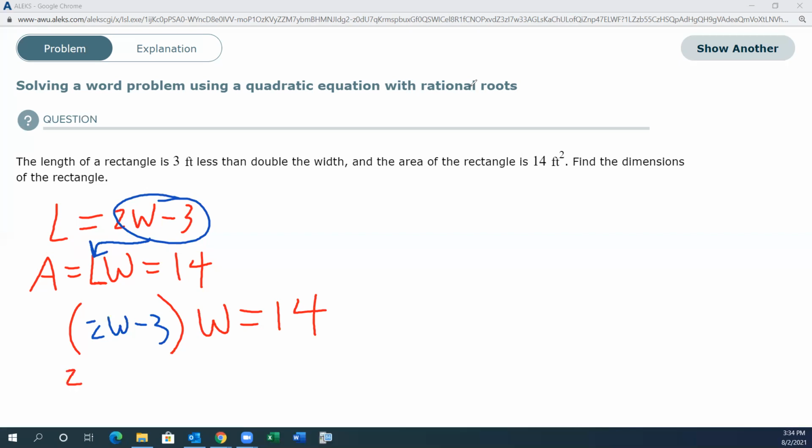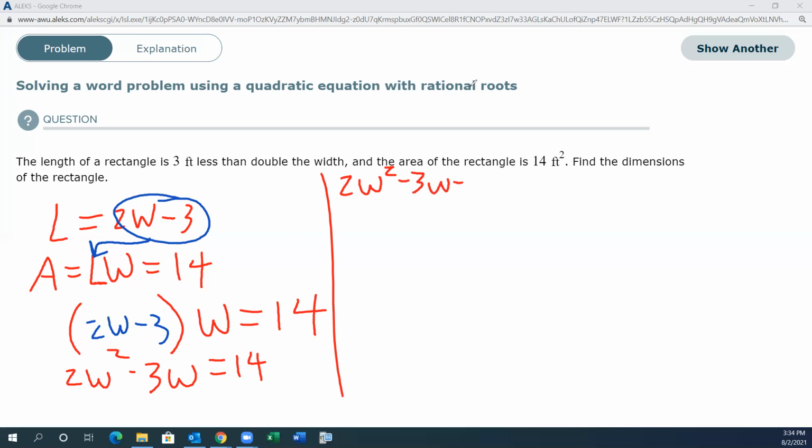So multiplying away the parentheses, I get 2w squared minus 3w equals 14. And then I can subtract the 14 from both sides. And then I can either try the quadratic formula, or I can try completing the square. Those will both work. Or I can try factoring, which may or may not work. Or I can try doing it on the calculator. You know what? I haven't done it on the calculator for a little bit. Let's do that.